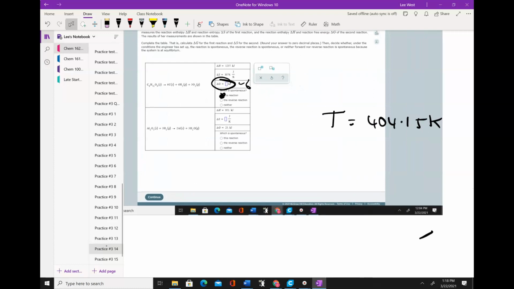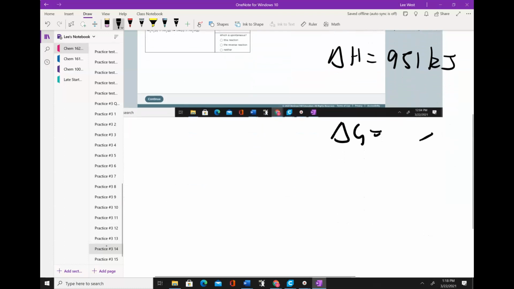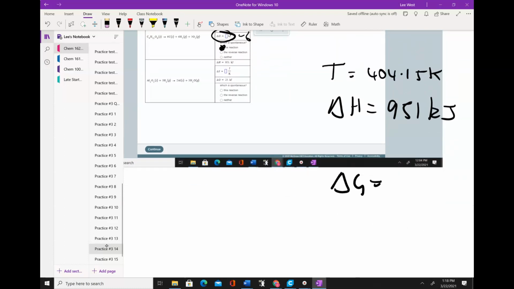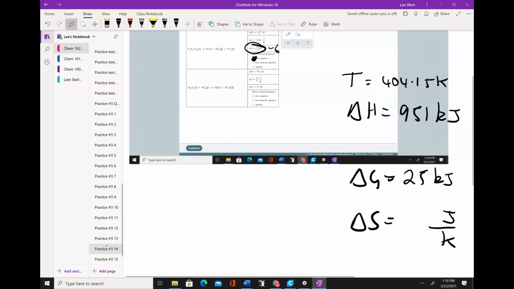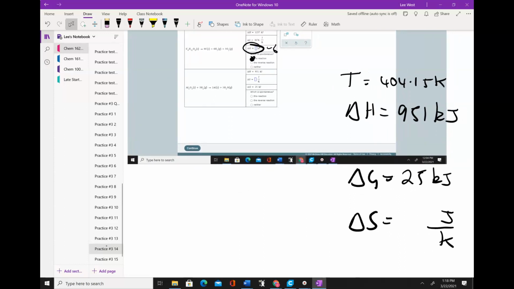And in this second one here, we're given delta H, 951 kilojoules. We're given delta G, 25 kilojoules. Remember, everything is to 0 decimal places. 25 kilojoules. And they're asking us for delta S, and you can see that they want it in joules per Kelvin. So when we originally calculate this, it's going to give it to us in kilojoules per Kelvin, but then we'll convert. So delta G equals delta H minus T delta S.